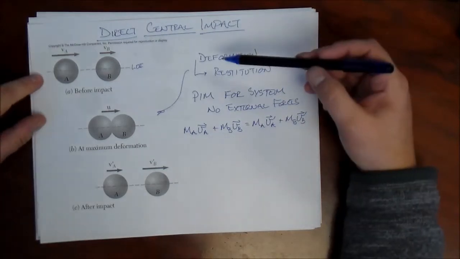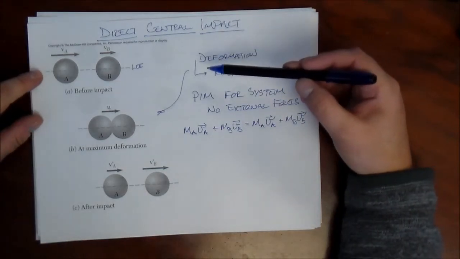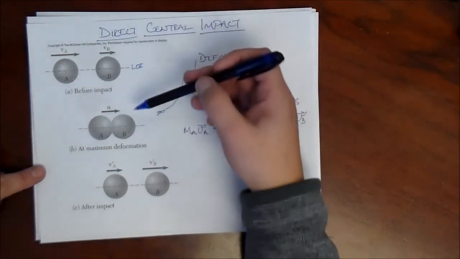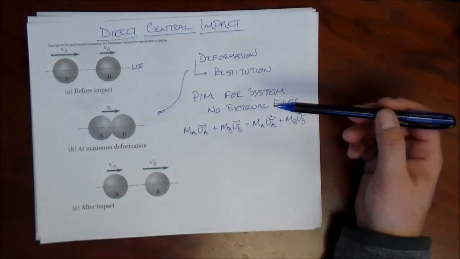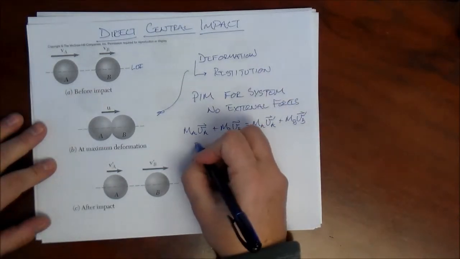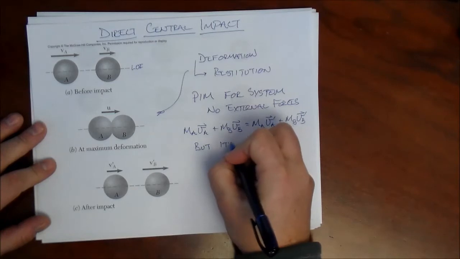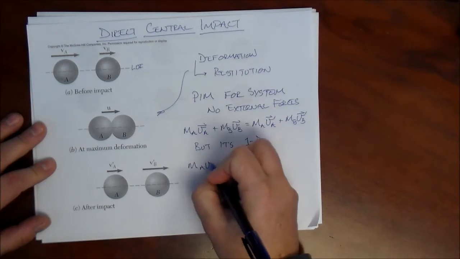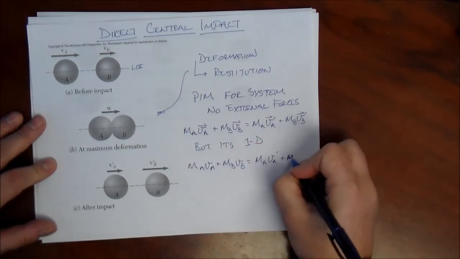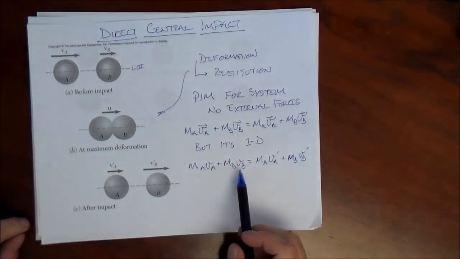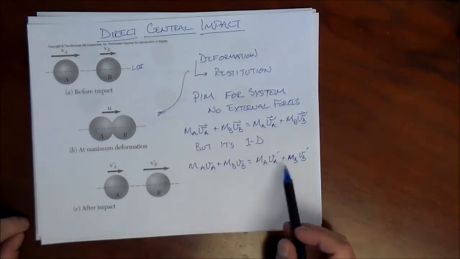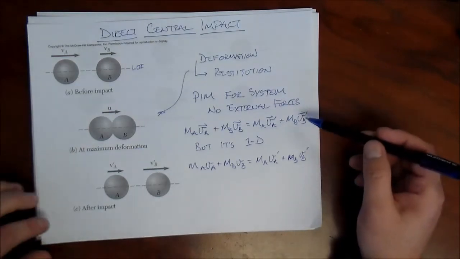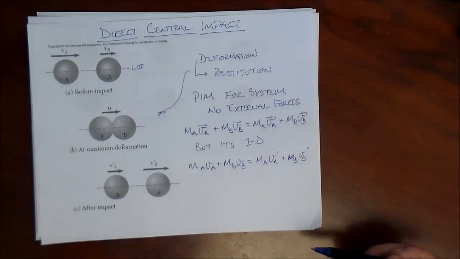However, notice that since we have direct impact, all of the velocities are along the line of impact. There's not going to be any lateral velocities, so all of the motion is in a straight line. So it reduces to a one-dimensional problem, and we can write it as a scalar relationship. Note that I used VA and VB for the velocities before impact, and VA prime, VB prime for the velocities after impact. That's common notation for the collision process.